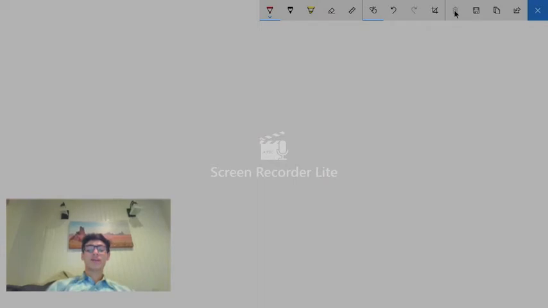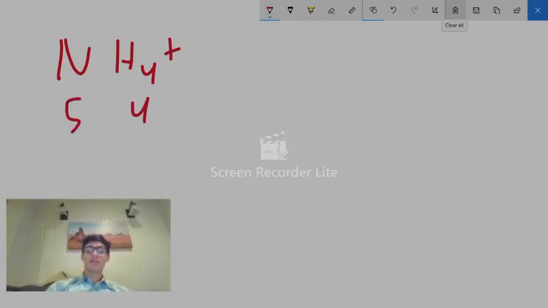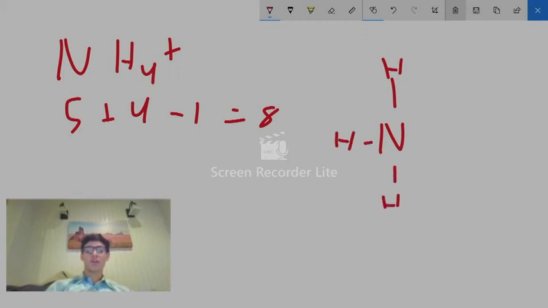The last diagram I'm doing is ammonium. You find how many electrons are in nitrogen and hydrogen and get 9, but since ammonium is a cation, you have to subtract an electron. The drawing is nitrogen surrounded by hydrogen. Even though the formal charge isn't perfect, this is the only way to draw it.